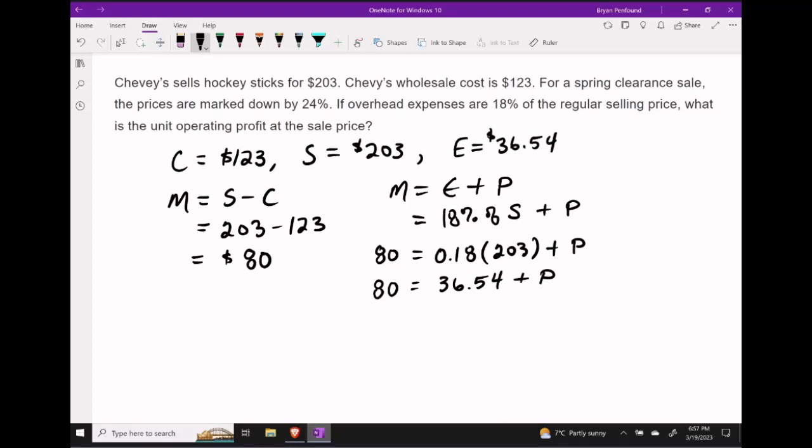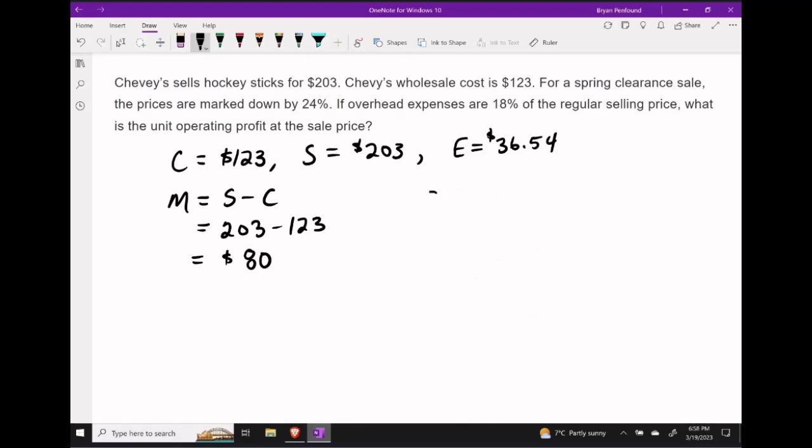Now, if you were curious, we could take our $80 and subtract the $36.54 to get the amount we expect to see in profit per stick sold at the regular price, which is $43.46. Now, this isn't what the question is asking for. I've just solved this in case you were curious. For a typical sale, we should expect to see a profit of $43.46.